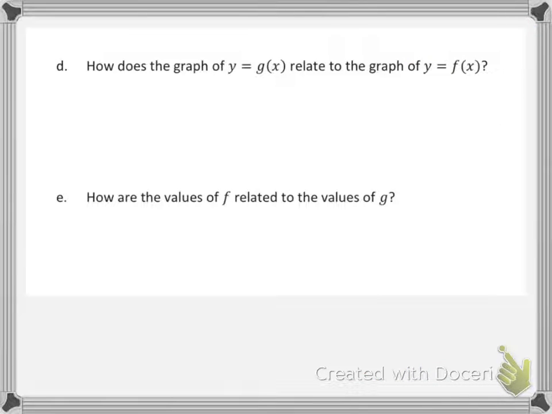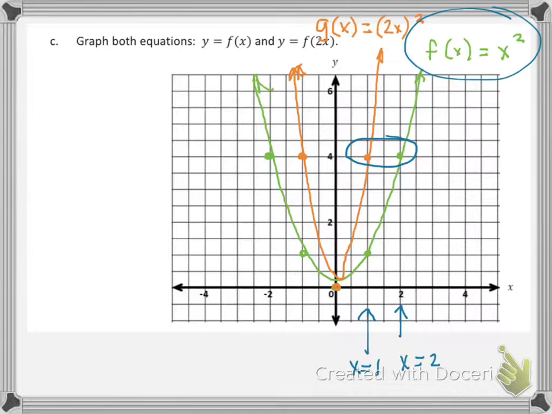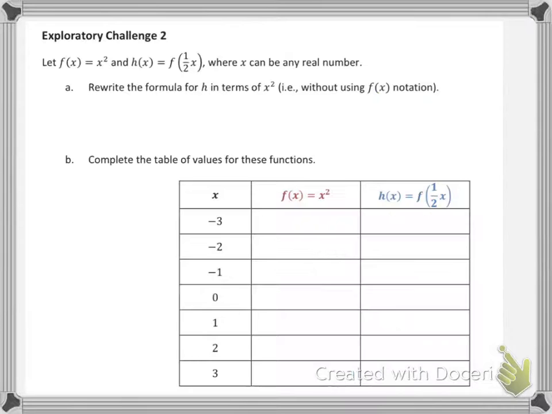All right, moving on. How does the graph of y equals g of x relate to f of x? Well, we just answered that. And how are the values of f related to the values of g? We did talk about both of those. The x values of f are twice as much as the x values of g, and we can see that the new graph, g of x, is narrower. All right, Exploratory Challenge number 2.